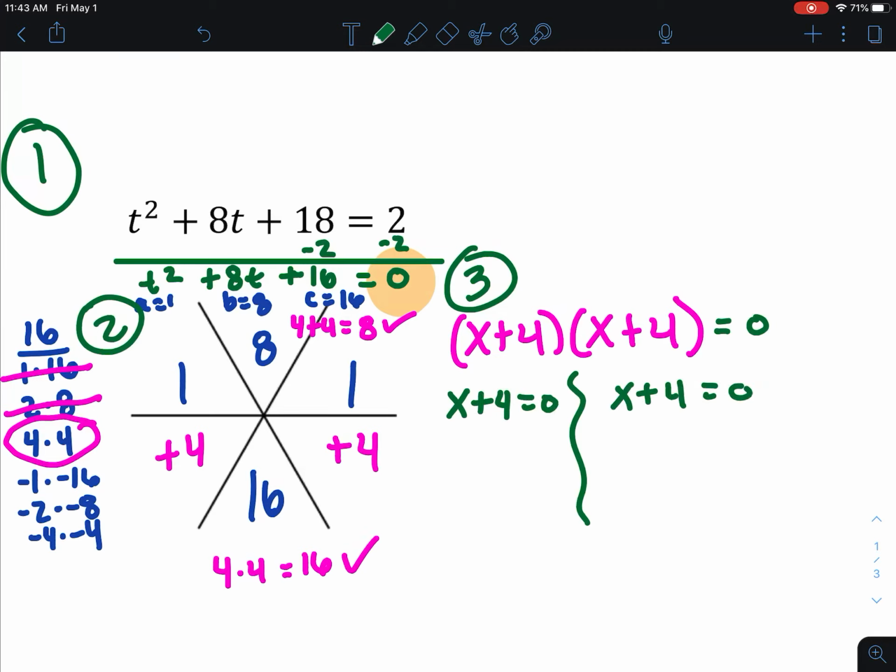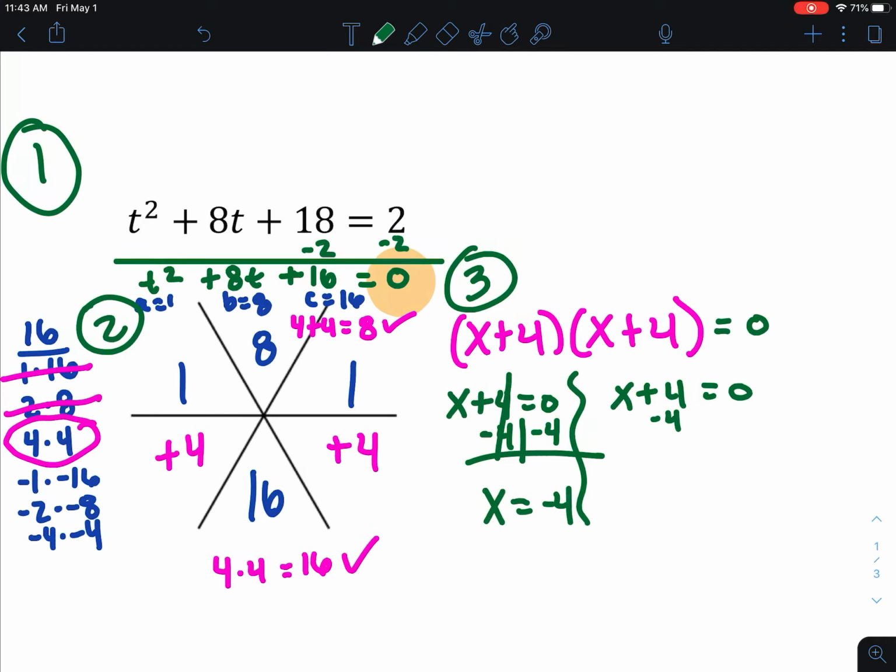So x plus 4 equals 0, x plus 4 equals 0. We're solving by inverse operations, and we get x equals negative 4. And on this side, we get x equals negative 4. Okay, so those are my two answers, but notice they're the same number. So if you just want to say x equals negative 4 just once, you can. If it's the same answer, you only have one answer.